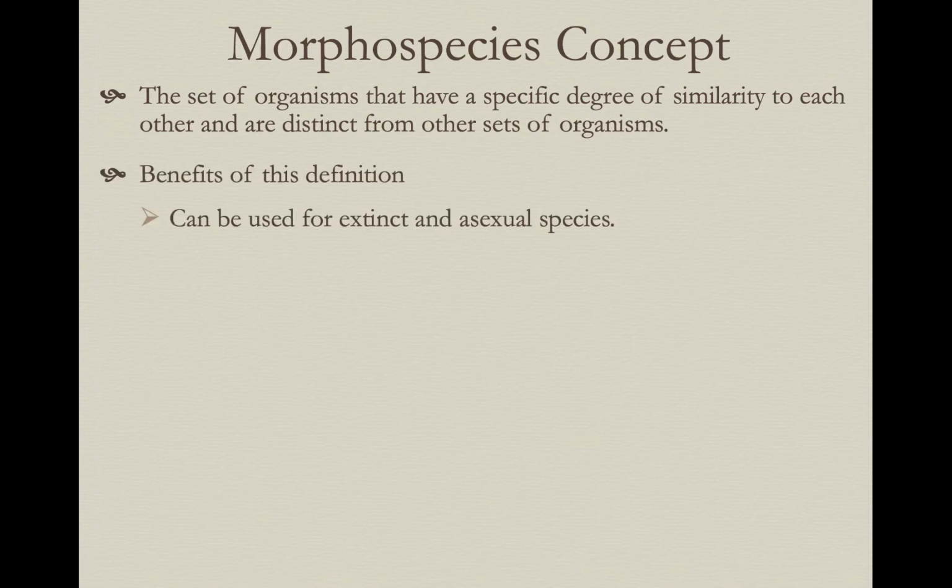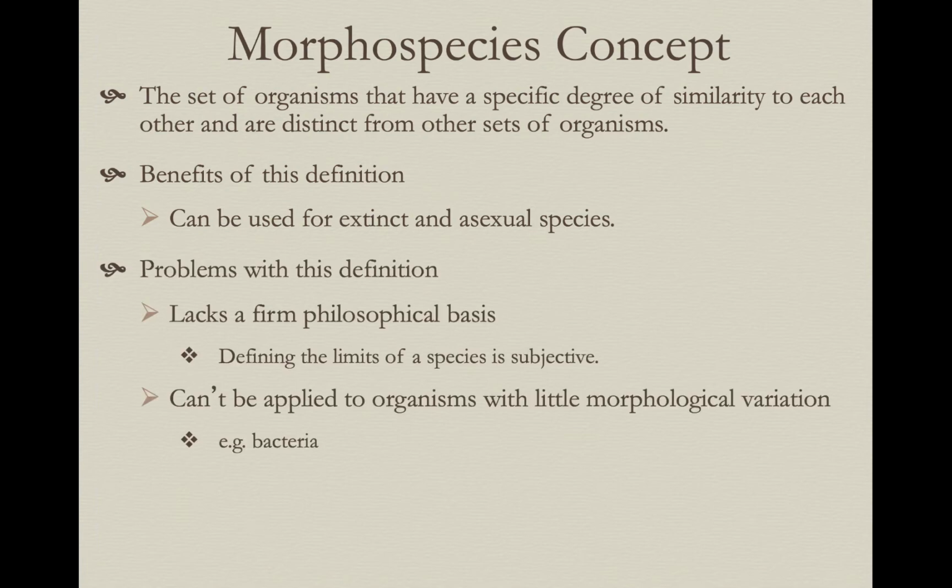Now, there are some benefits of this definition. It can be used for extinct species. It can be used for asexual species if there's morphological distinctions. But there are also some problems with this definition that some people don't like. In some regards, it lacks a firm philosophical basis. Defining the limits of a species can be subjective.